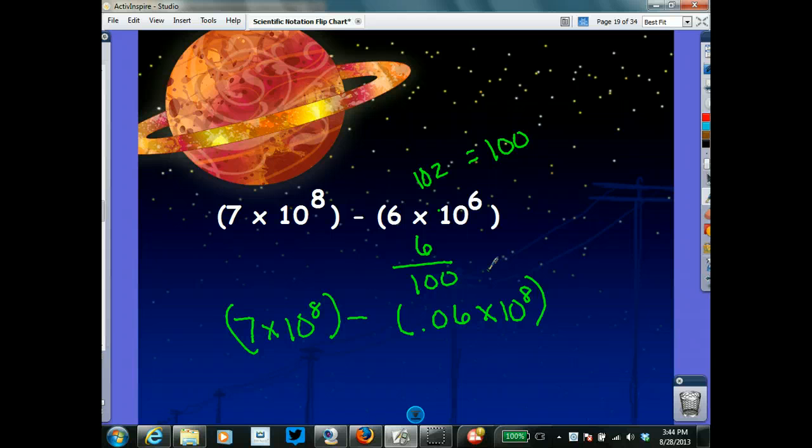And so now I can say 7 minus 0.06 equals 6.94 times 10 to the 8th power. Again, if this is confusing, please do ask me. And the only time you really have to worry about this is when they have separate exponents.